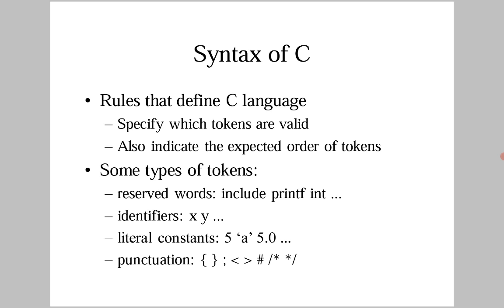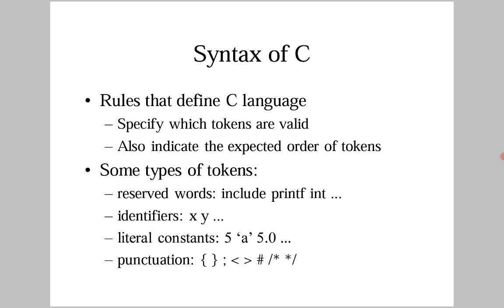Some types of tokens are reserved words or keywords, like include, printf, int. Identifiers or variables, like x, y, z. Literal constants, like 5 or single quotes. Punctuation symbols like brackets, semicolon, less than, greater than, hash, like that. All these are called tokens. So what are tokens? Tokens are a collection of keywords or parts of a C program.